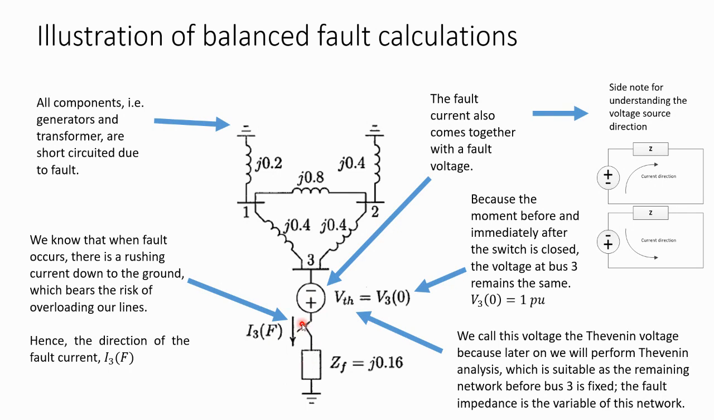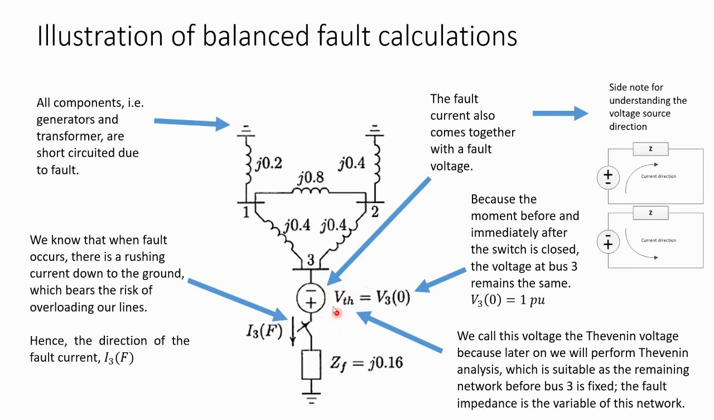If we have a fault current, then we should have the voltage value of the fault as well, and we are going to call it VTH over here. The reason that we call it VTH, or the Thevenin voltage, is because later on we are going to perform Thevenin analysis. This is due to the fact that the remaining sections of the network will remain unchanged, and only this section of the network is a variable. That is in line with the strategy that the Thevenin theorem gives us.